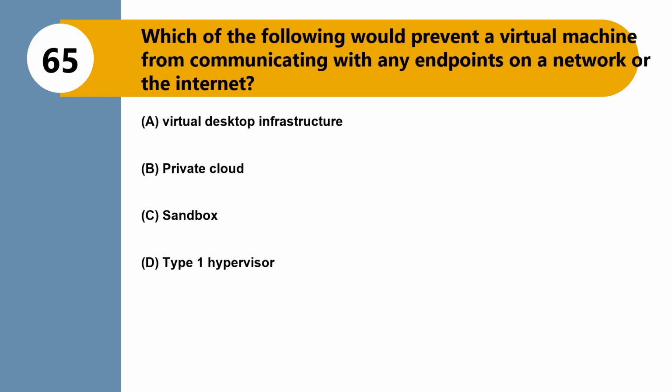Question 65. Which of the following would prevent a virtual machine from communicating with any endpoints on a network or the internet?